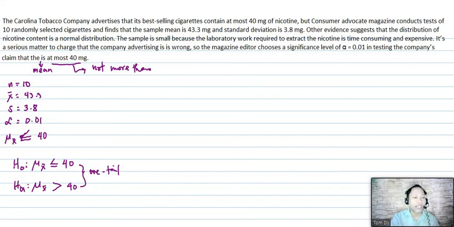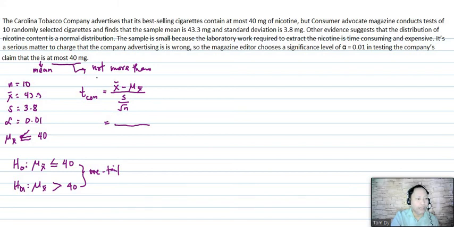So after we decide our alternative hypothesis and null hypothesis, we make use of our test statistics again. Since our sample size is small, that is 10, we make use of the t-test. So our t computed value, t-com, our formula again, is the sample mean minus the mean of the population, divided by the standard deviation over the square root of n. So substituting the value of our sample mean, that is 43.3.